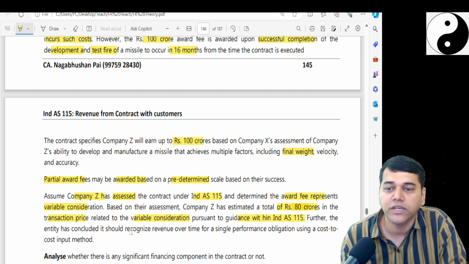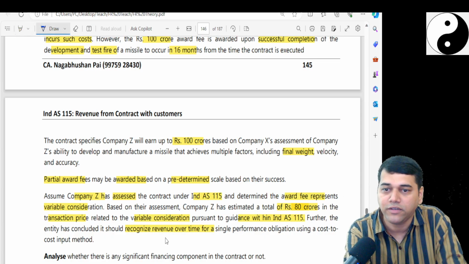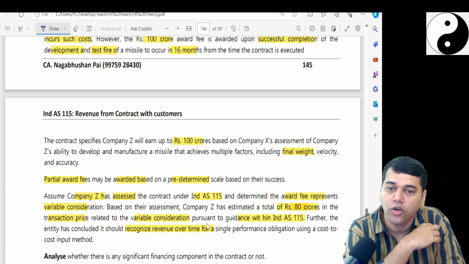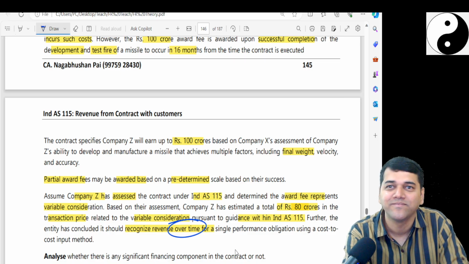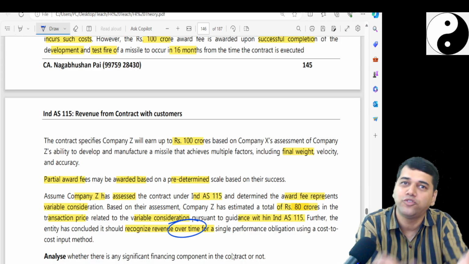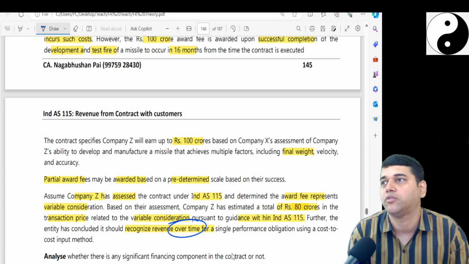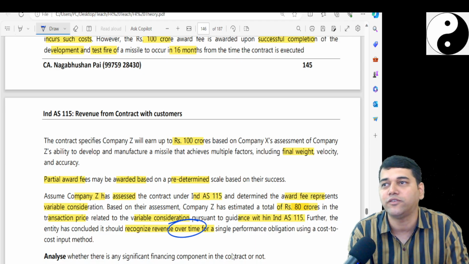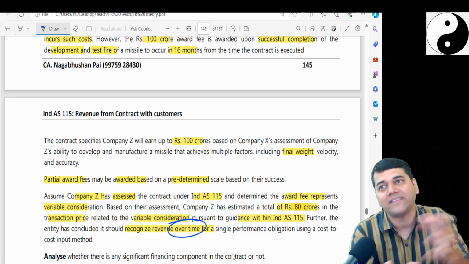Further, the entity concluded that it should recognize revenue over time. See, now you understand the language here. They said, I should recognize it over time. How many conditions are there for over time? 3 conditions are there. Do you remember those 3 conditions? Over time, anyhow, the last we will discuss. Customer receives and consumes the benefit. Is it received and consumed immediately? No, because when will you consume? Only when the missile is ready. Second, control of the asset is obtained as and when it is manufactured.